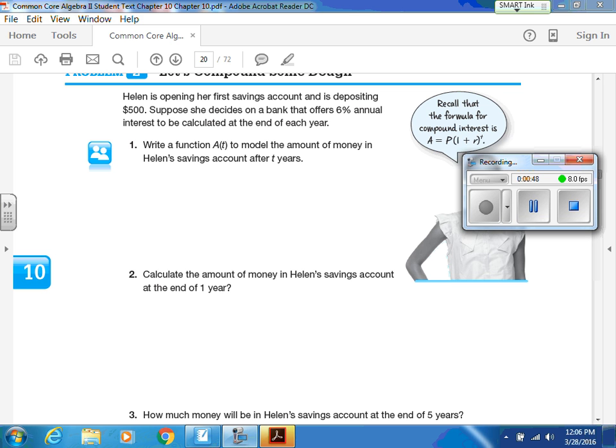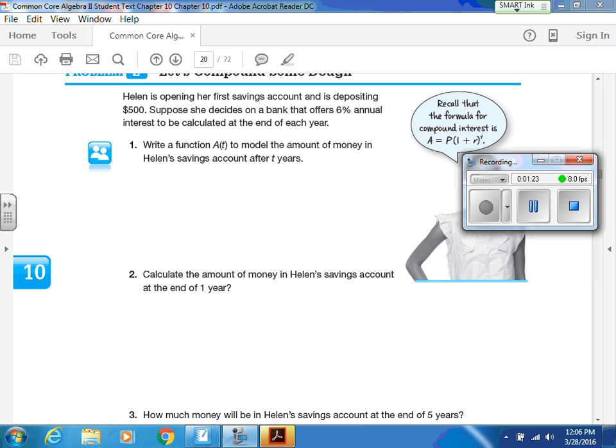What's Helen's principal? 500. That's P. Then there's 1 plus r, which stands for your rate. What's Helen's rate? 6%. One thing to remember: percents are for show. What do we work with? Decimals. And then t is the amount of time in years. That's what all those letters mean. We're going to add another letter to it in just a minute.